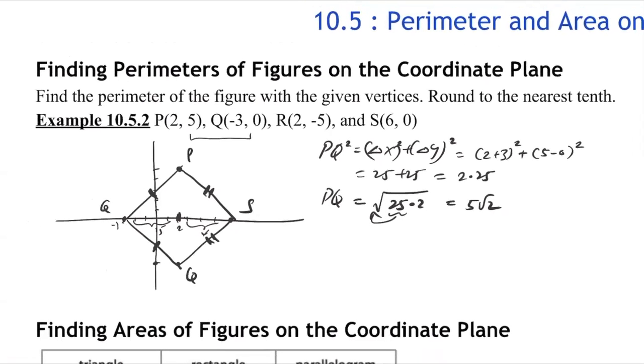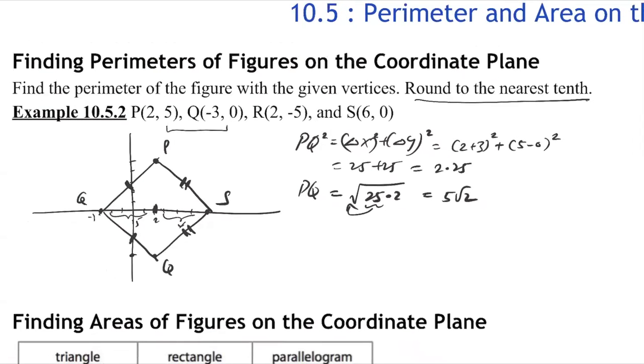It's asking us to round to the nearest tenth. We'll do that at the very, very end. Okay, so we found PQ, and then, hold on, PQR. Okay, I don't know why I wrote it that way. Sorry about that. So that is R, and the RQ should be the same, right? So I won't do that.